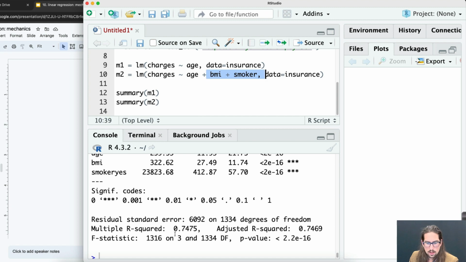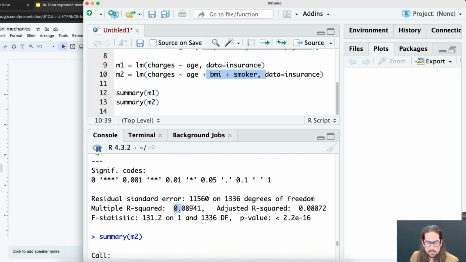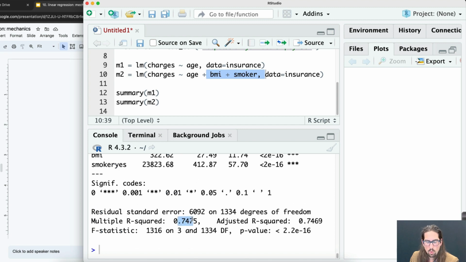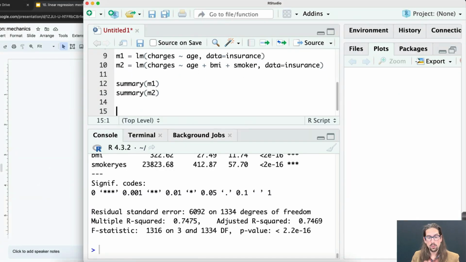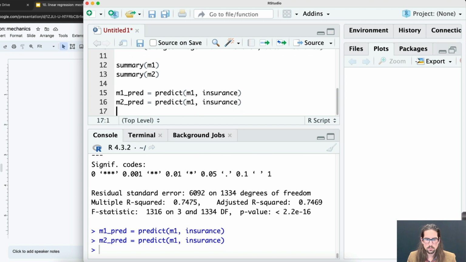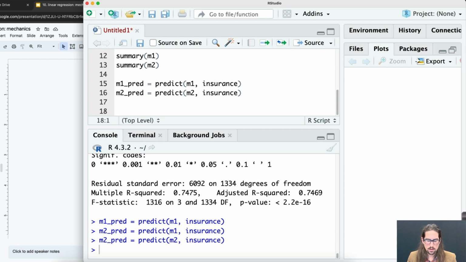By adding BMI and smoker, I've jumped my r squared all the way from 0.08 to 0.74. So huge improvement in the prediction accuracy as measured by r squared. But what if we don't really care about r squared? What if all we care about is being within 50% of the actual charges? So let's look at that. So let's get my M1 predictions. And let's get my predictions from the second model. Oops, sorry. Okay. And let's just calculate how often the predictions were within 50% of the true value, right?